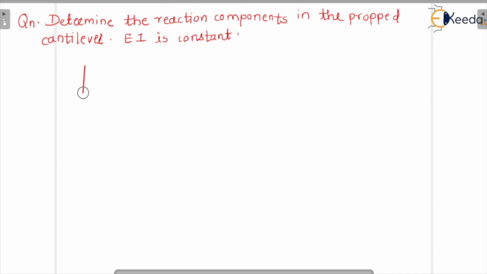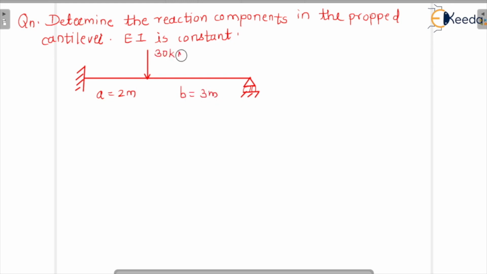So it's a propped cantilever with one end roller and there is a point load acting, 30 kilonewton here. This particular span A is equal to 2 meter and this span B is equal to 3 meter, and this is a 30 kilonewton load. Let us label the beam A, B.